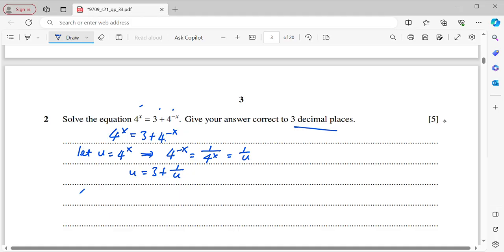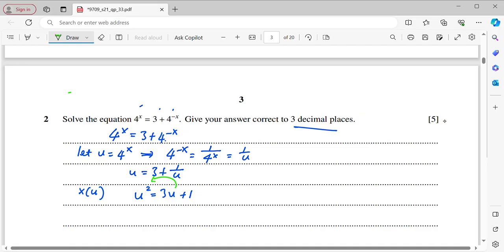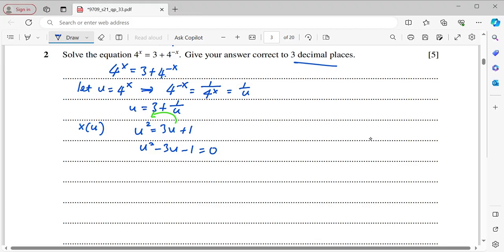From here I will multiply the whole equation by u, then you will get u squared = 3u + 1, and by moving 3u + 1 to the left side, you will get a quadratic equation in terms of u. That will be u squared - 3u - 1 = 0. Now my coefficient of u squared is 1, which is my a, the b, which is the coefficient of u, is negative 3, and the c is negative 1.